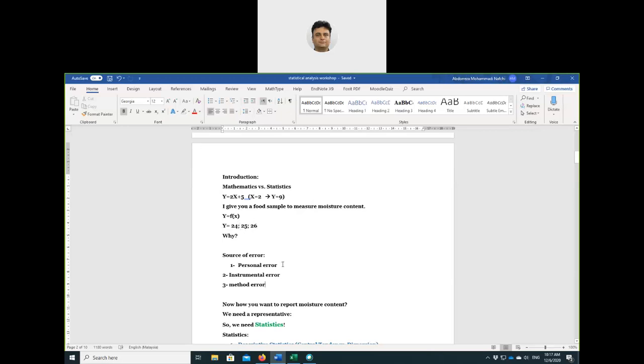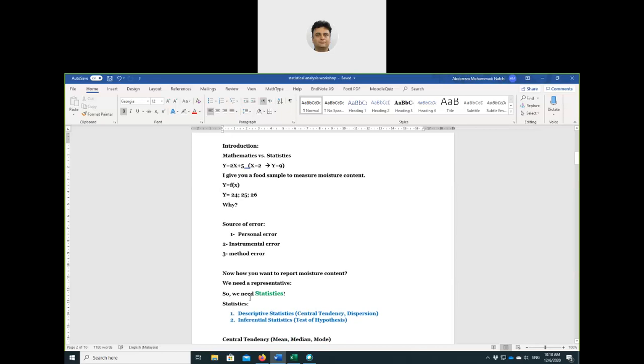A representative is a basic thing for which we need statistics. Statistics helps researchers report the data, or report the representatives, for their measurements. Because we have not got exactly the same data when repeating an experiment, we need to report a representative. How can we report the representative? We need a statistic.